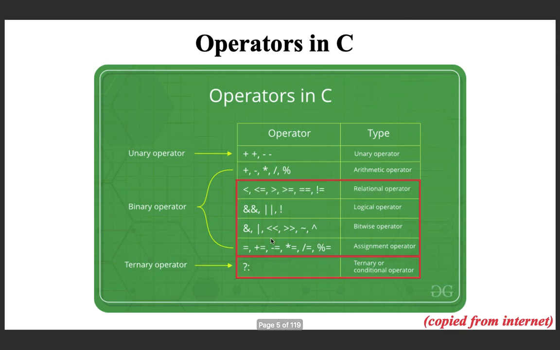And today the agenda is to discuss the remaining operators in C, which include relational operator, logical operator, bitwise operator, assignment operator, and the ternary or conditional operator. Today we are going to discuss all these except bitwise operators, which we may discuss later towards the end of this course. Let us start with relational operators.